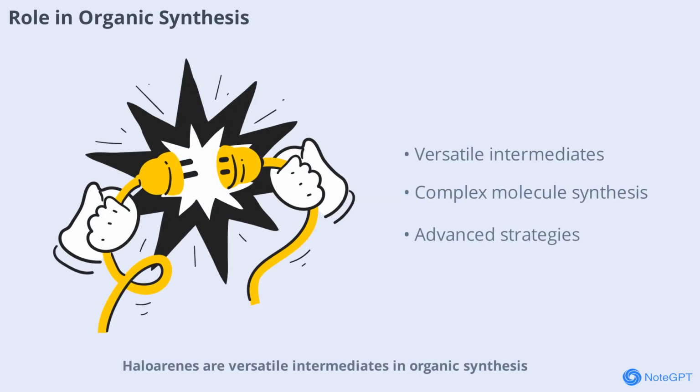Halogens are versatile intermediates in organic synthesis, enabling the construction of complex molecules through various reactions. Their ability to undergo substitution, coupling, and reduction reactions makes them indispensable tools for chemists. Mastery of halogen chemistry opens the door to advanced synthetic strategies.